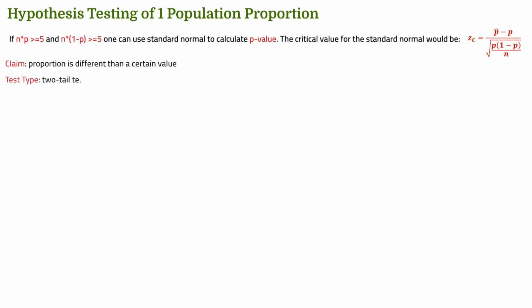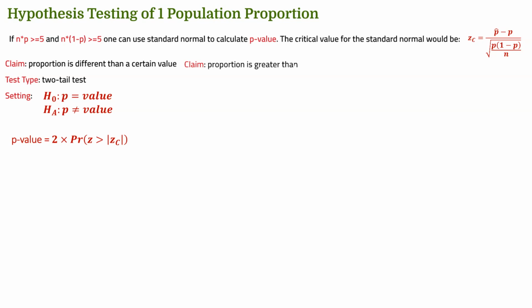Claim: proportion is different than a certain value. It's a two-tailed test. The setting will be H0, p is equal to that value, and HA, p is not equal to that certain value. And p-value will be calculated as 2 times probability of Z greater than the absolute value of ZC that we see above in that formula, p hat minus p divided by the square root of p times 1 minus p divided by n.